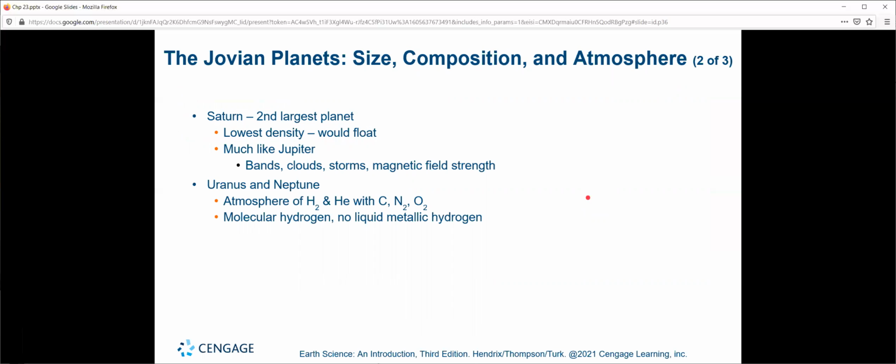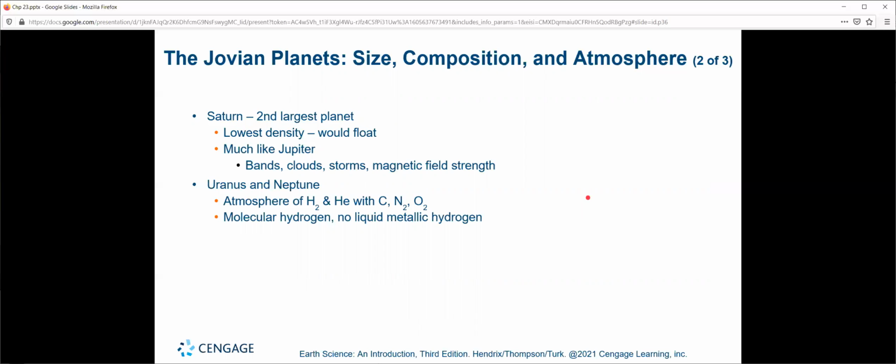We could talk about Saturn next. Lowest density of the planets, technically lower density than water. I don't know if you noticed that from the beginning block of the chart. There we go, the chart that we talked about. But beyond the low density, it's mostly similar to Jupiter, with your bands, your clouds, magnetic storms, your strong magnetic field, what have you.